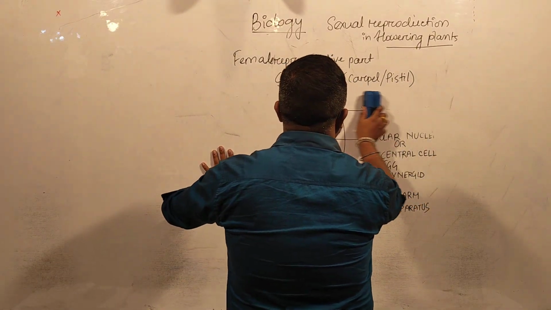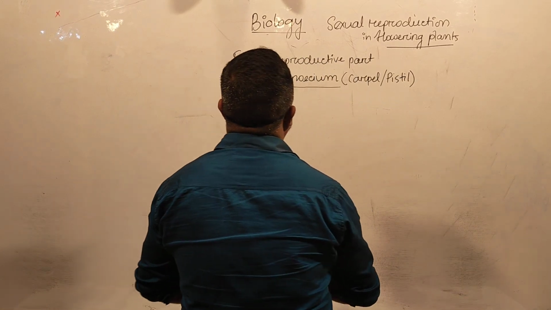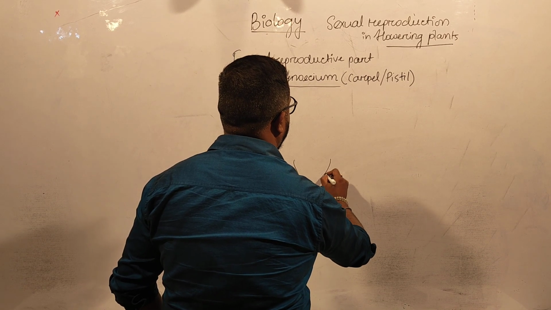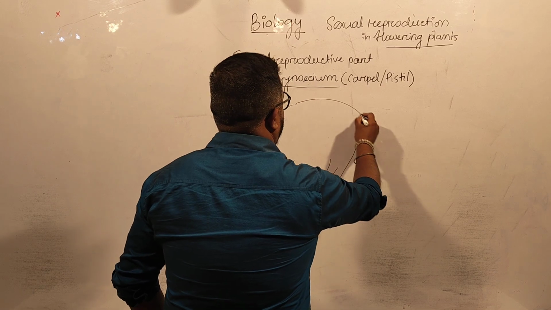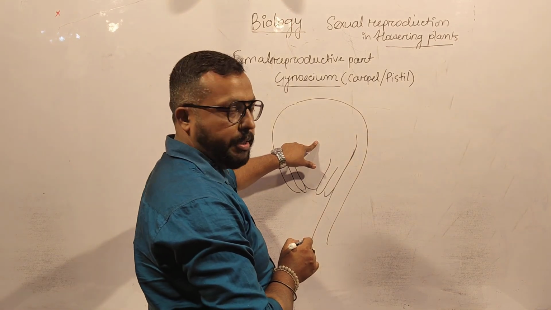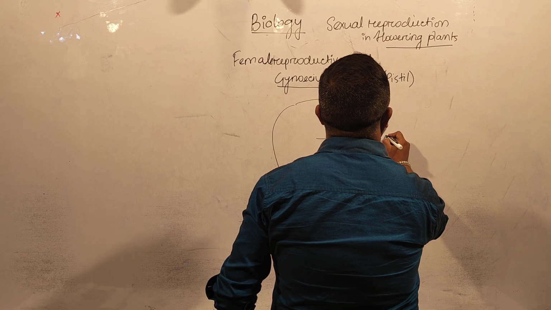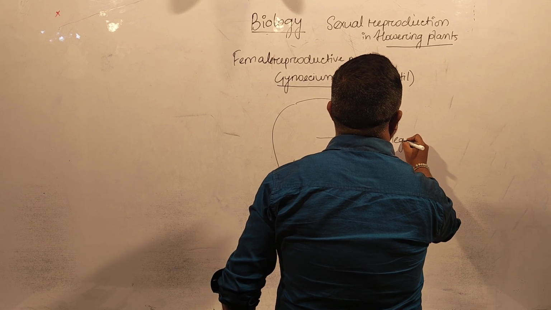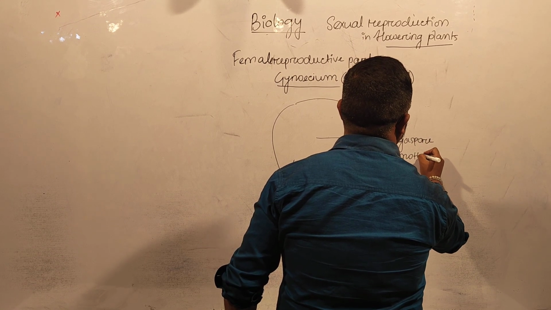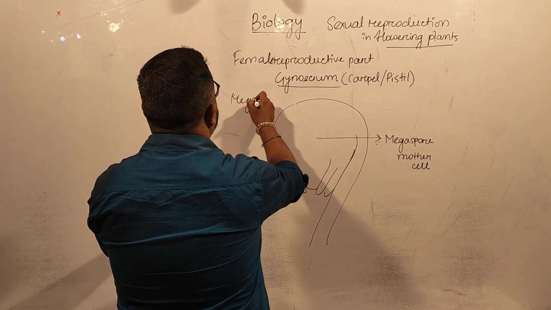Now going to the process of megasporogenesis. For megasporogenesis, I'll have to draw the structure of the ovule roughly, because previously I had already drawn it. In here there is sporogenous tissue present. From the sporogenous tissue, one cell is going to enlarge and produce the megaspore mother cell. So here we are talking about megasporogenesis.